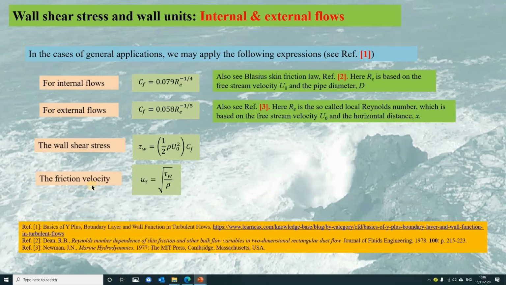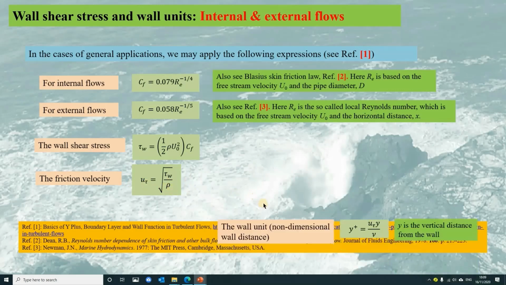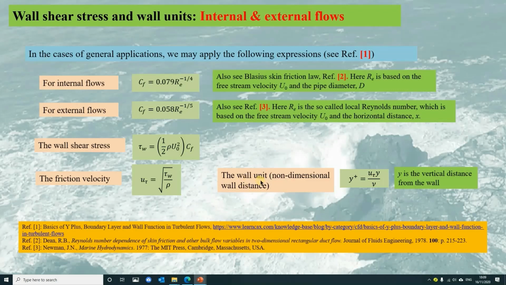Then we can calculate the friction velocity u tau given by this formula. And we can then calculate the wall unit, the non-dimensional wall distance, y plus, given by this expression. Here, y is the vertical distance from the wall.